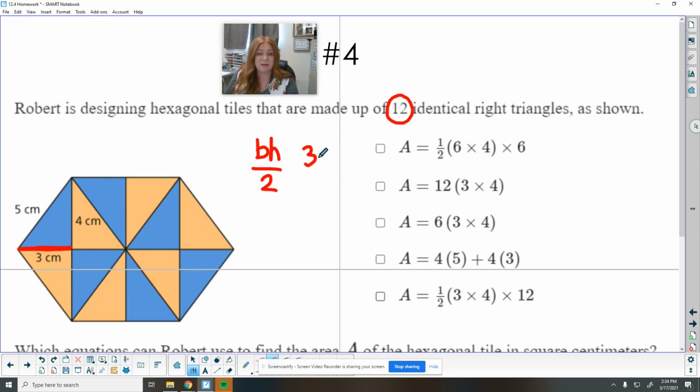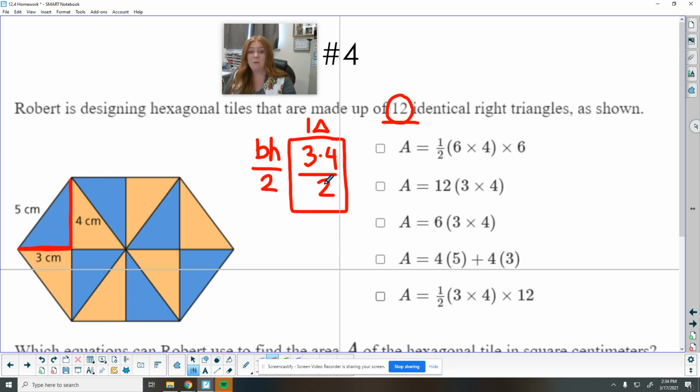So we're going to do 3, and then the height straight up is 4, and then we'll cut that in half. That's going to tell us one triangle. This is one triangle. How many triangles do we have? Well, we have 12 of those exact same things. So once we know what one triangle is, we want to multiply that by 12. So let's go ahead and find the area of this hexagon here.